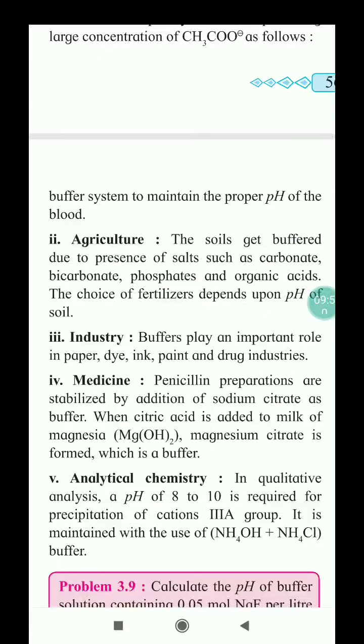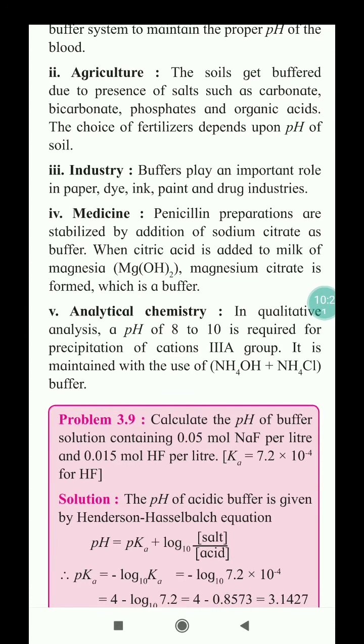Second one is agriculture. You know that in nature every substance has a certain pH. So the soil has a certain pH. Soil gets buffered due to the presence of salts such as carbonates, bicarbonates, phosphates, and organic acids. The choice of fertilizers depends on the pH of the soil. If the pH is acidic, then basic fertilizers containing sodium carbonates or phosphates are used.